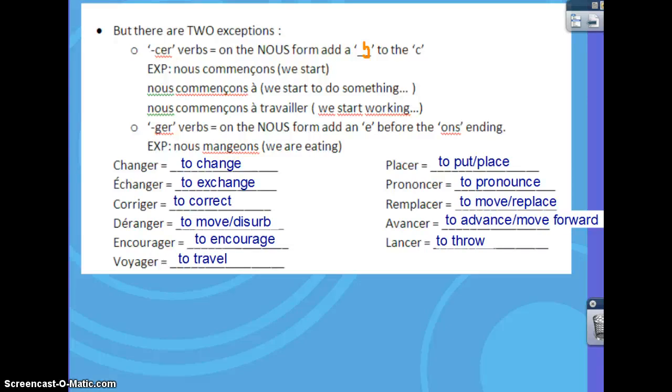Avancer is to advance something or to move it forward. So a person can avancer, a person can advance or move forward towards somebody else. And lancer is like to launch something or to throw it. Again, these would all act just as normal ER verbs would in the je form, the tu form, the il form. You'd add your endings, and it's only in the nous form that you will have to actually drop that cédille onto the C's to make those C's an s sound instead of a k sound.